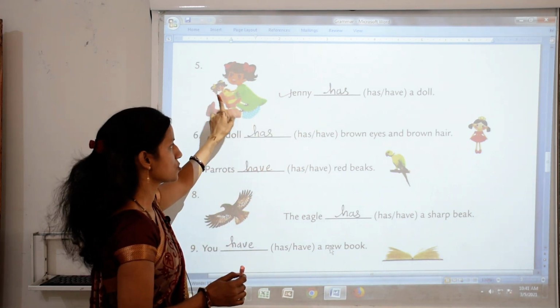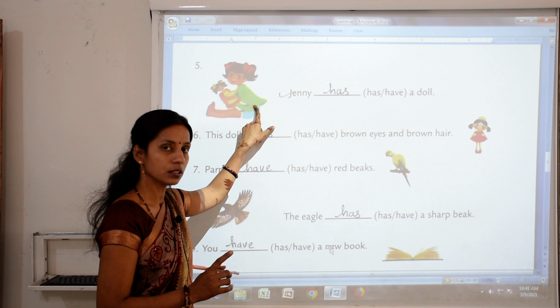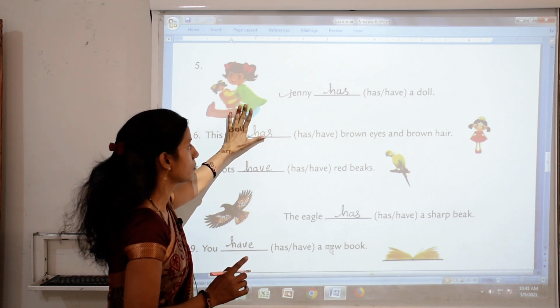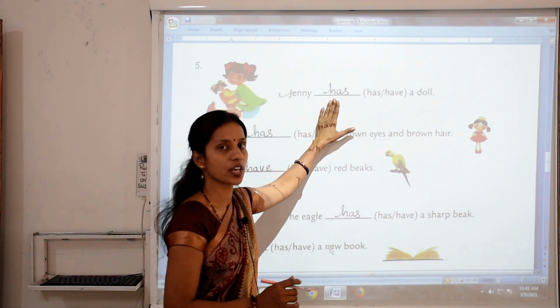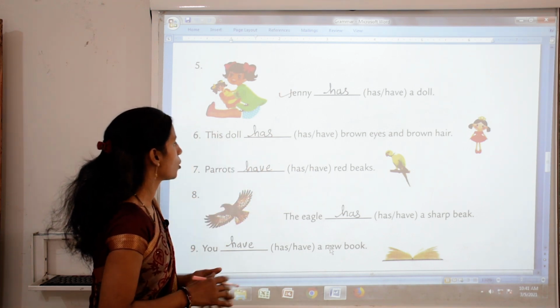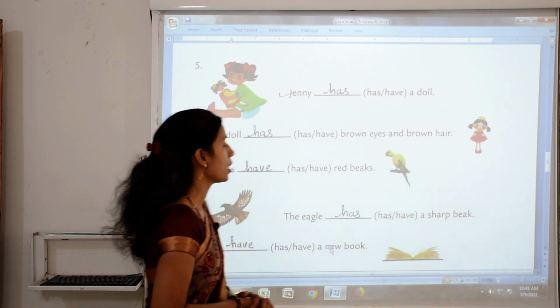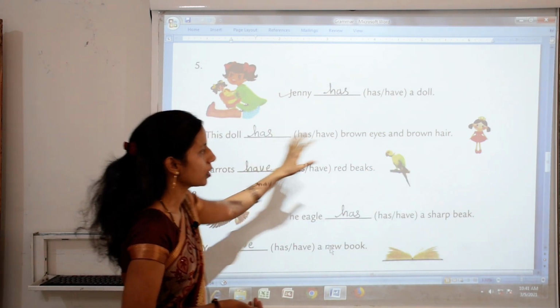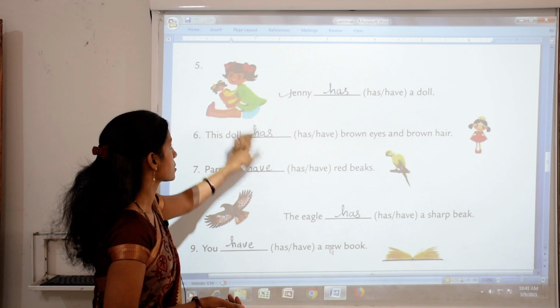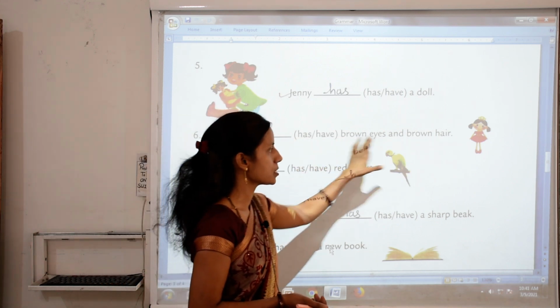Number five, Jenny has a doll. Doll किसके पास है? Jenny के पास. Jenny has a doll. Here Jenny is only one girl, so we will use has here. Jenny has. Number six, this doll has brown eyes and brown hair. This doll has, here one doll, and it has brown eyes and brown hair.